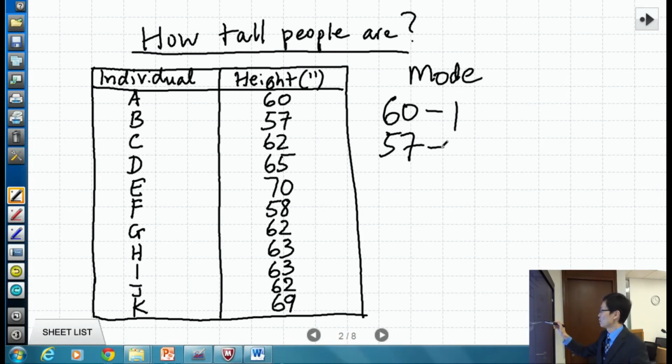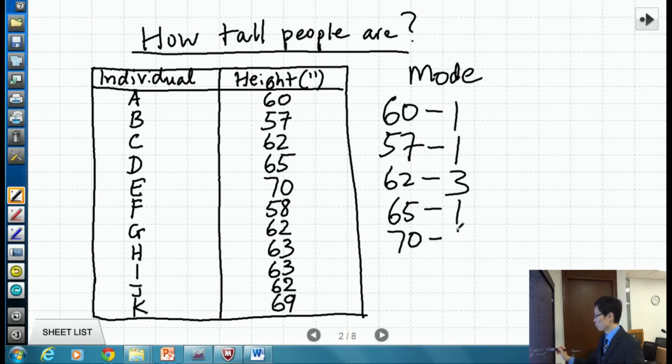57, how many people have 57 inches? Only one. 62, we have 1, 2, 3. 3 people. 65, we have 1. 70, we have also 1. 58, we have 1. 63, we have 2. And finally, 69, we have only 1.